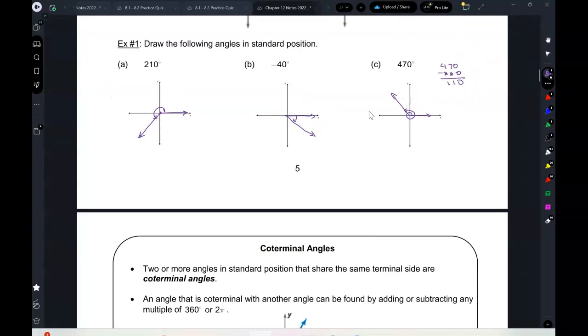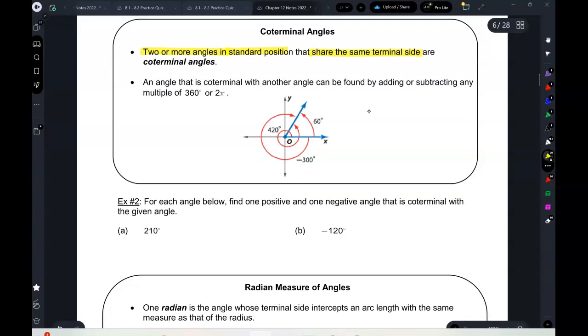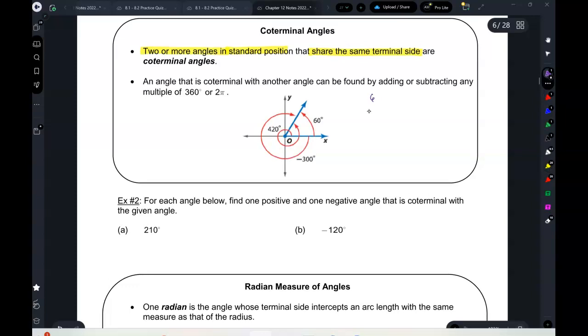Okay, let's talk about coterminal angles. Coterminal angles are two or more angles in standard position that share the same terminal side. Let's talk about this for a minute. Suppose I wanted to draw an angle of 60 degrees. I start here, rotate 60 degrees, boom.